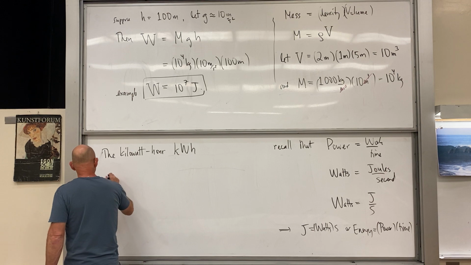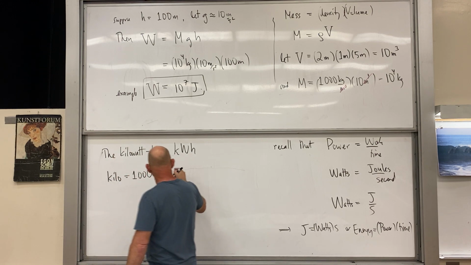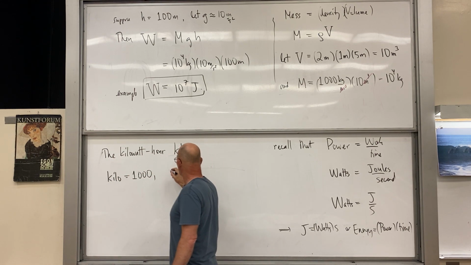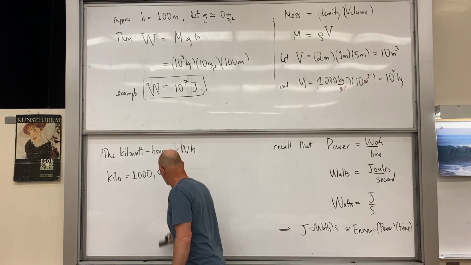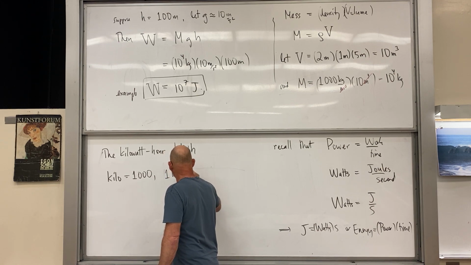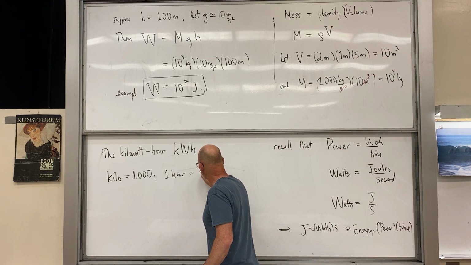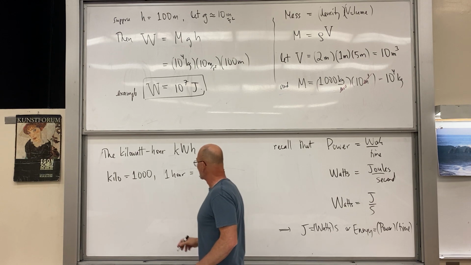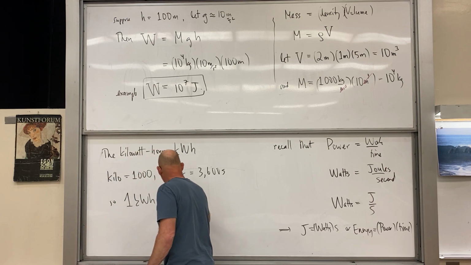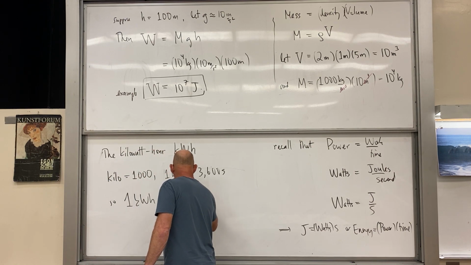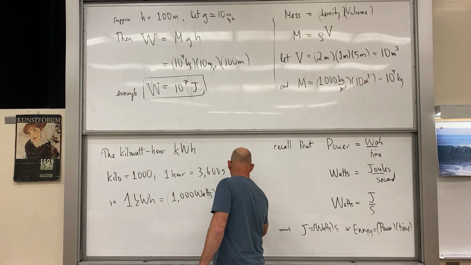Well, kilowatt hour. Kilo is 1,000, and watts are what they are, right? An hour, or 1 hour, equals 60 minutes, multiplied by 60 seconds equals 3,600 seconds. Okay, so 1 kilowatt hour equals 1,000 watts times 3,600 seconds.